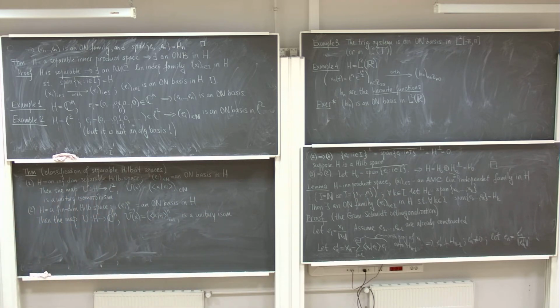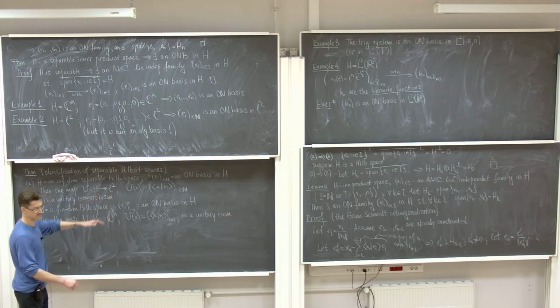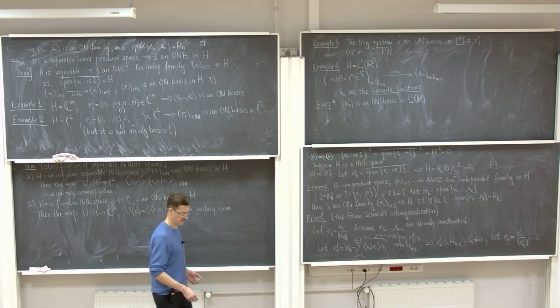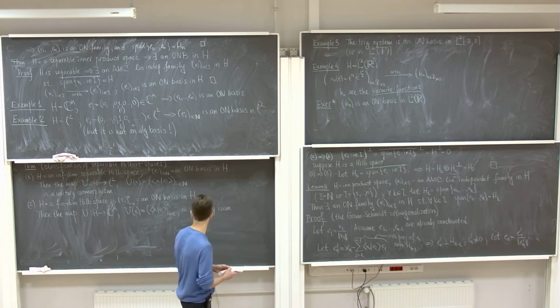So we see that the classification of separable Hilbert spaces is very simple. We have finite dimensional Hilbert spaces, Cn, and we have little L2. And that's it. So there are no other separable Hilbert spaces up to unitary isomorphism.